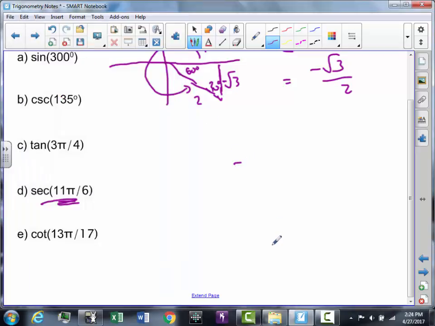So, okay, but let's say we need an exact value. Say they want it as a root b over c again. How do we do that? Well, then let's try to make a unit circle. Where the heck is 11 pi over 6?